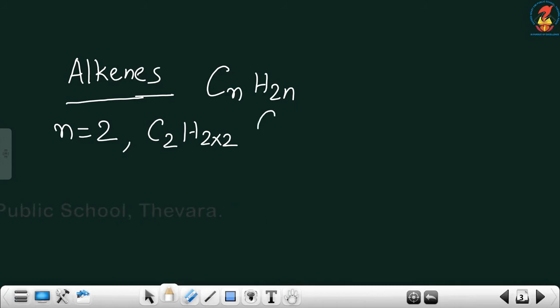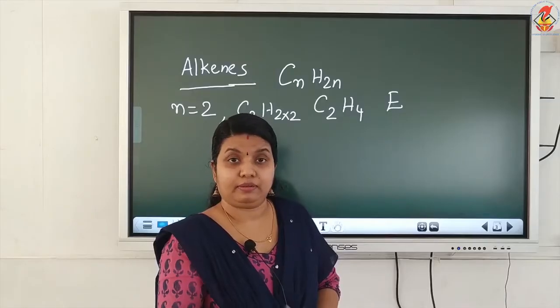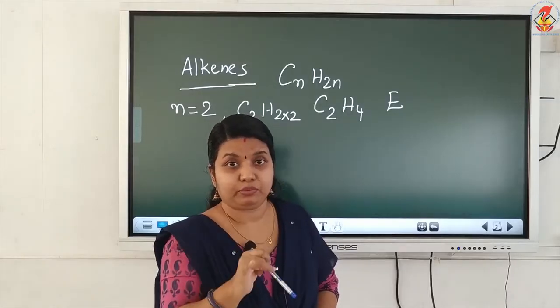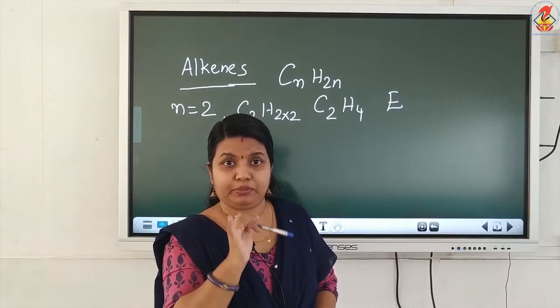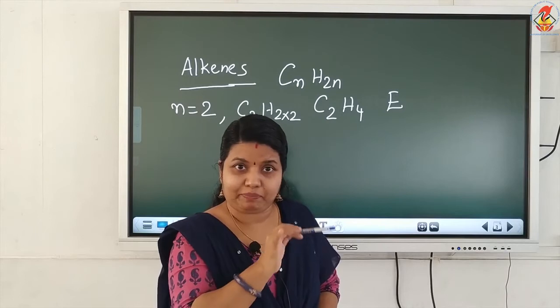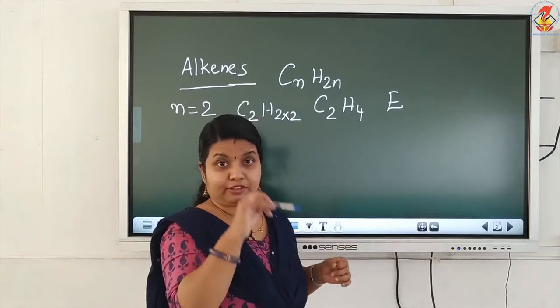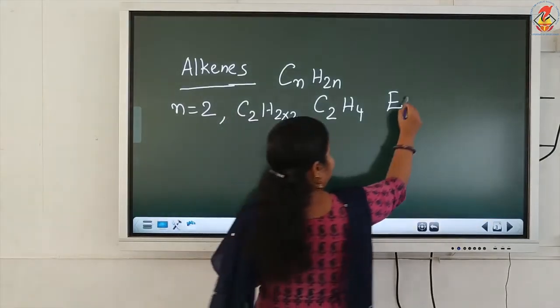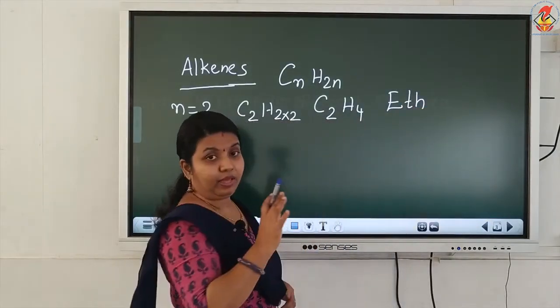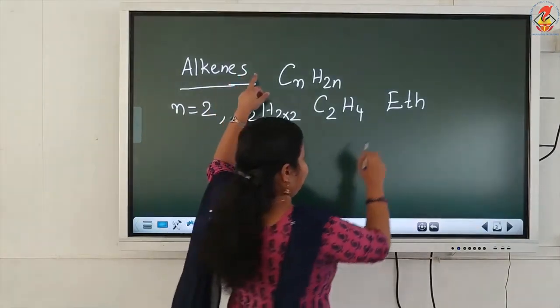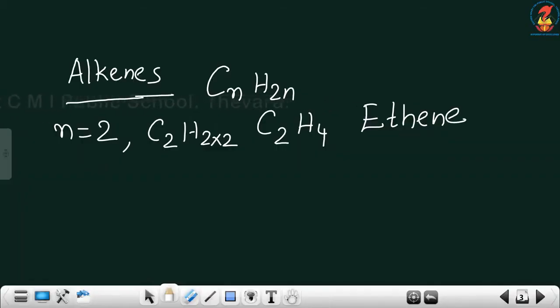C2H2 into 2. So, what is the formula? C2H4. So, under alkanes I gave you the names of hydrocarbons with n equal to 1 to 10. Meth, eth, prop, but, pent, like that it goes on. So, the same prefix starts here also, but the suffix to be added is ene. So, here it is eth. For n equal to 2, you have to start with eth. Since it is alkene, we write ene of alkene. So, the name becomes ethene, CnH2n, C2H4, ethene.